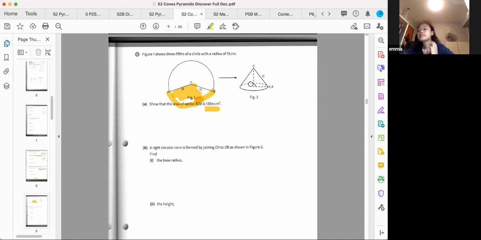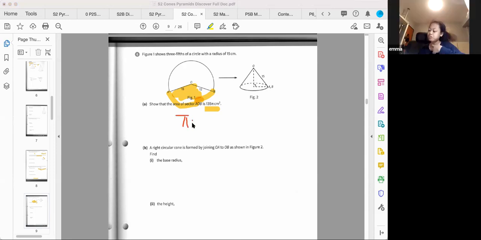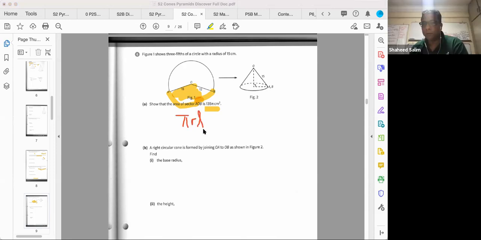You agree this paper is the same as the curved surface area? Do you agree? So you write the formula for curved surface area lah, which is pi r l equals to 135 pi. Now you know what is L, right? You substitute in, and later you can cancel the pi, but you can substitute the L, which is this. Do you do that? You did.